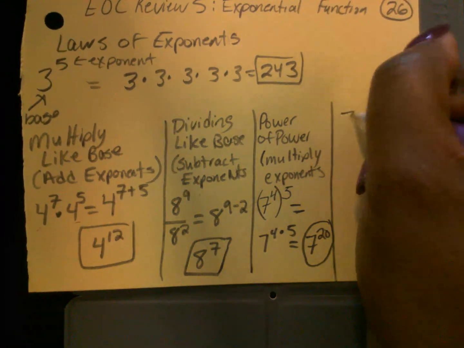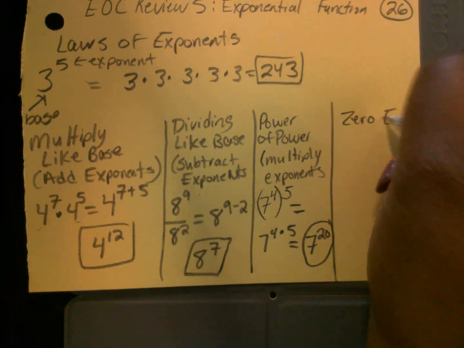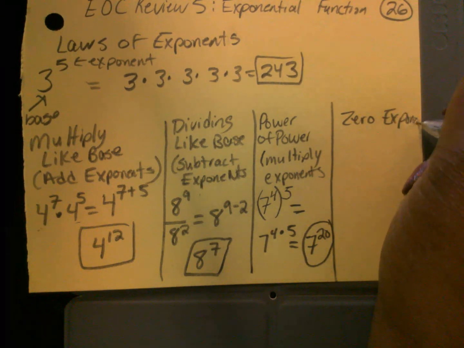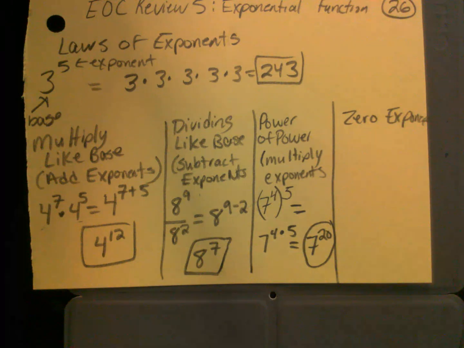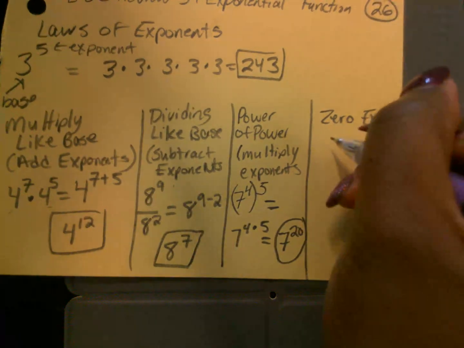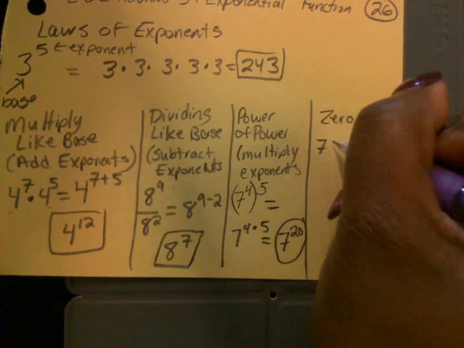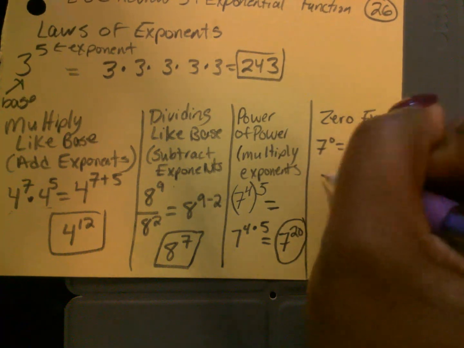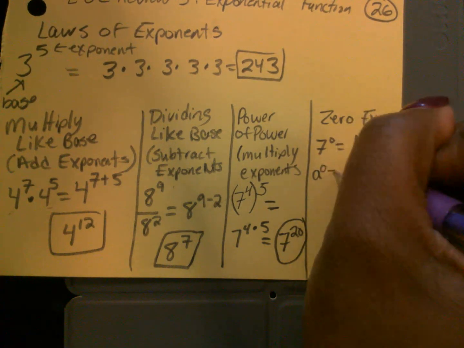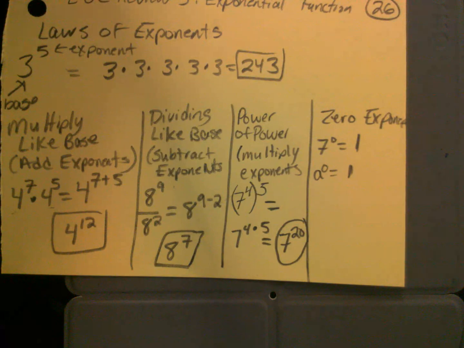Okay, so we have the zero exponent. When the exponent is 0, the answer is automatically just 1. So we have 7 to the 0 power is 1. Even the letter A to the 0 power, doesn't matter what A is, the answer is going to be 1. Any number raised to the 0 power is going to be 1.